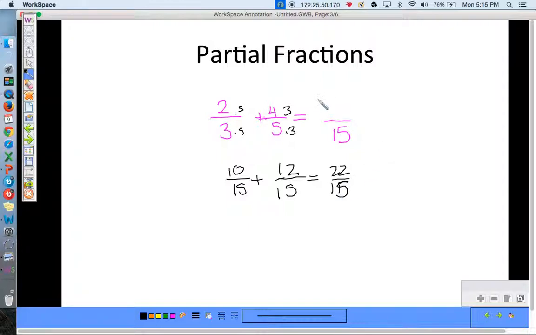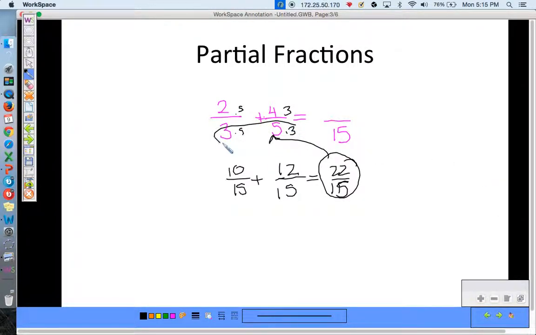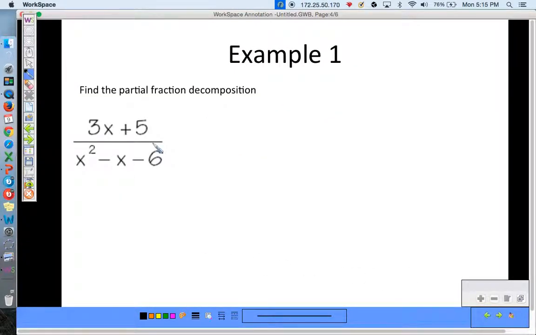So what we're looking at here is how do we take this and go backwards? How do we take a single fraction and split it into 2? Well, the first thing when we look at this denominator, like if you had 1/3 plus 1/4, you'd say your denominator is going to be 12. So we have to figure out what multiplies together to give us this denominator. So we're going to factor it.